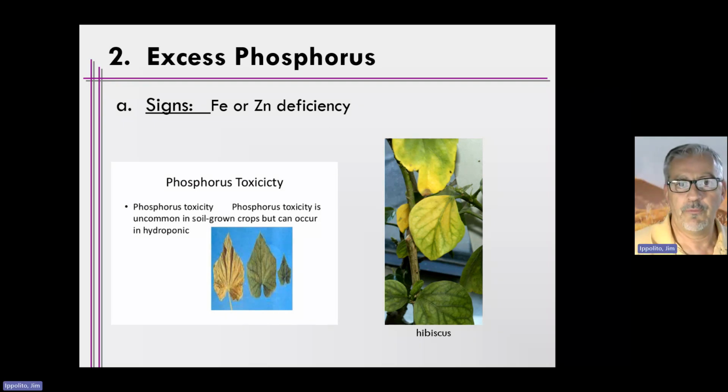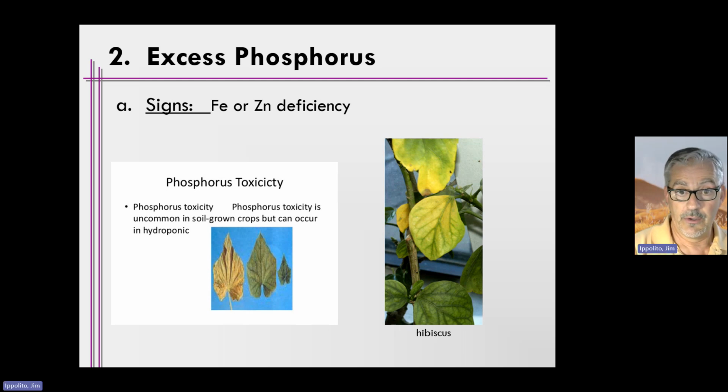What can we do if we have excess phosphorus in the environment? So, first thing, the signs. Excess phosphorus tends to lead to observations of iron and/or zinc deficiency, sometimes copper deficiency, because of the formation of iron phosphates, zinc phosphates, or copper phosphates. And so in terms of toxicity, this is what we see. We see deficiency symptoms.